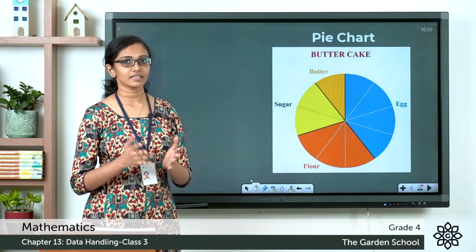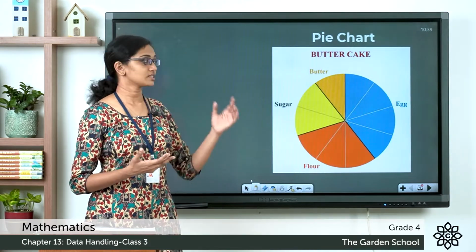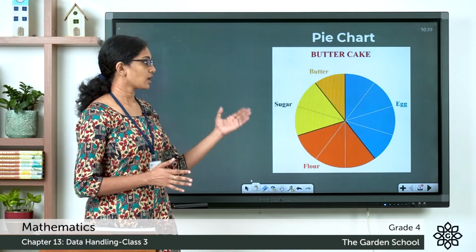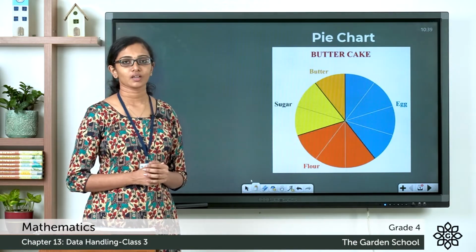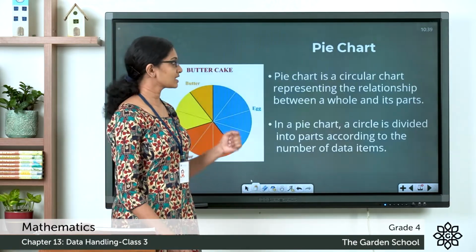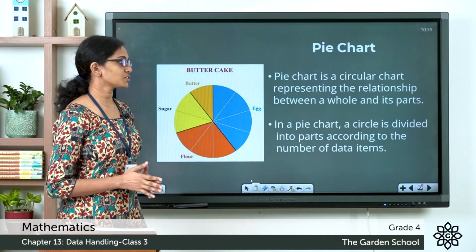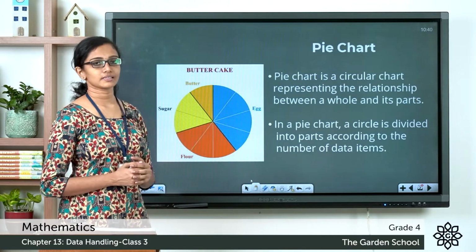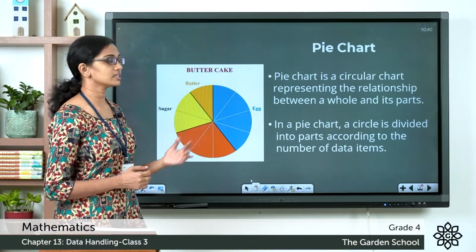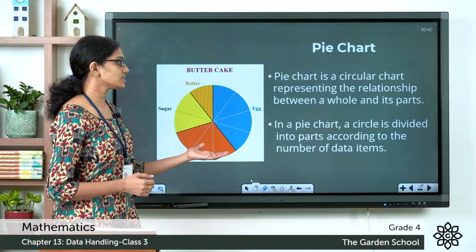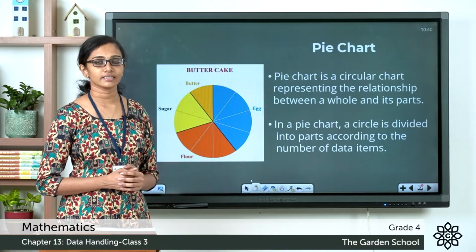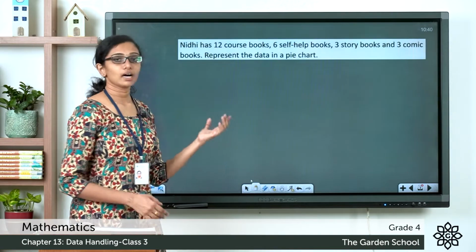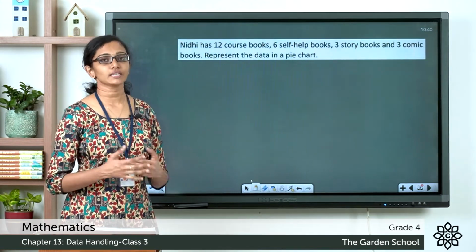So a pie chart can be defined as a circular representation of data that shows the relationship between a whole and its parts. So let's see these things once again. A pie chart is a circular chart representing the relationship between a whole and its parts. And in a pie chart, a circle is divided into parts according to the number of data items. So now let's see how we can make a pie chart and read data from it.